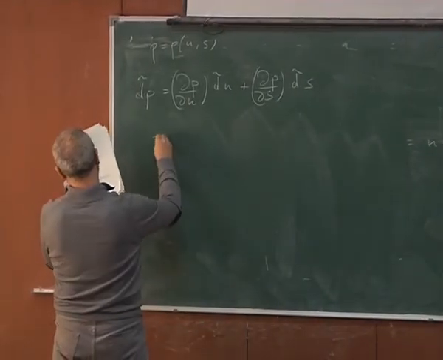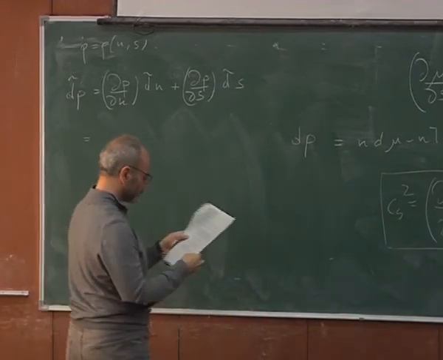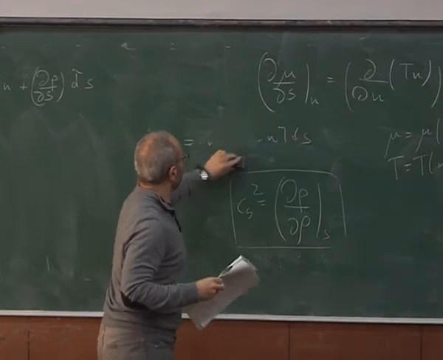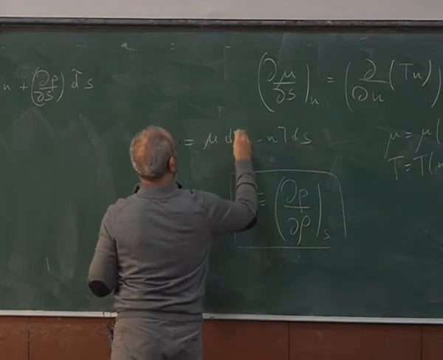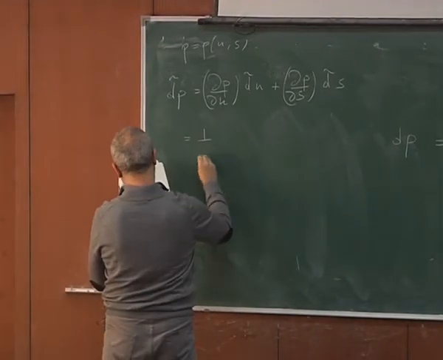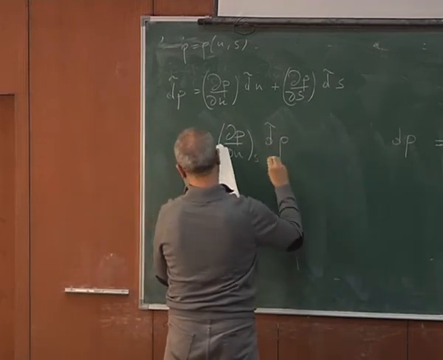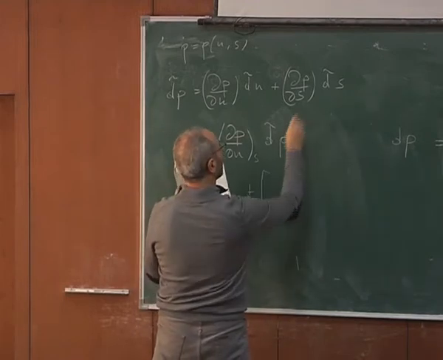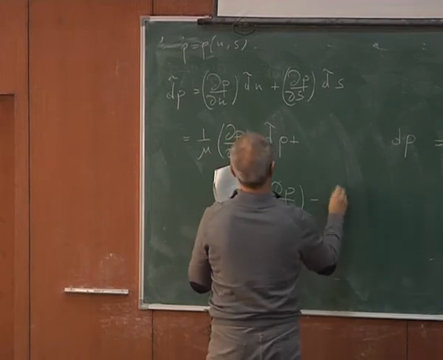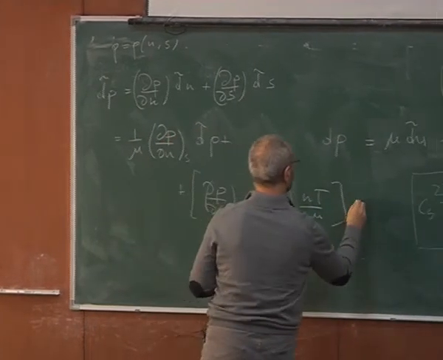But I can use my... and I think I made a mistake here. Sorry, it was mu dn. So I can rewrite my dn in terms of the first principle of thermodynamics, and I will get 1 divided by mu dp over dn at constant entropy times d rho plus, and then I will have dp over ds at constant n minus dp over dn at constant entropy nt divided by mu, and times ds.